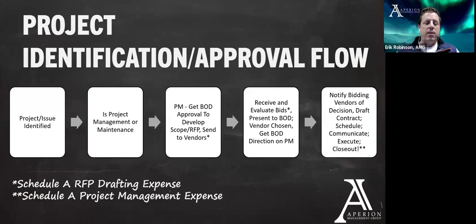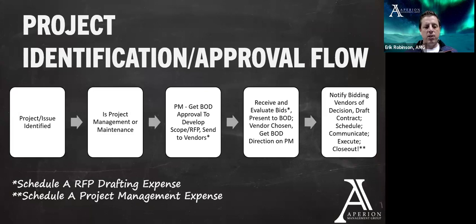So I want to talk a little bit about the project identification and approval flow of this process. At Aperion, we want to be fully transparent about what's going on with project management and what may or may not incur additional charges to your association. So this chart goes through what that process would look like in an ideal world. There could be emergencies where you're not going to be able to follow every step of this process, but this is a generalization of how that process would go.